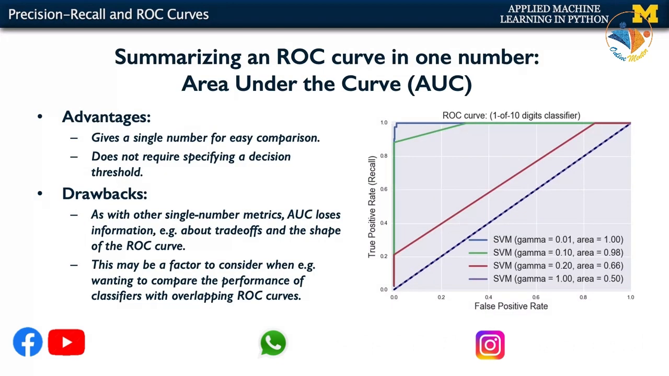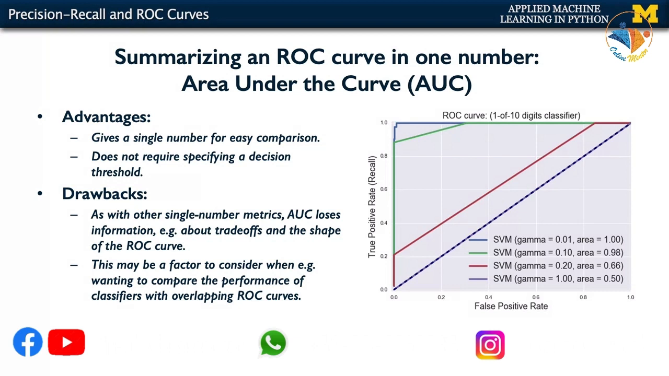Like any other evaluation metric, AUC has advantages and disadvantages. Its advantages include the fact that AUC gives a single number, which makes it easy to compare classifiers. Another advantage is that AUC does not require specifying a particular decision threshold. Instead, you can think of AUC as a summary of the performance of a classifier over all possible decision thresholds.